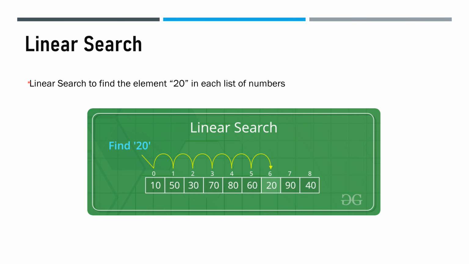Now let's see an example of linear search. We will find 20 through linear search in this array of numbers. We do the traversal until we get 20. As you can see, we jump from index 0 to the 6th index until we get 20. This is how we use linear search.